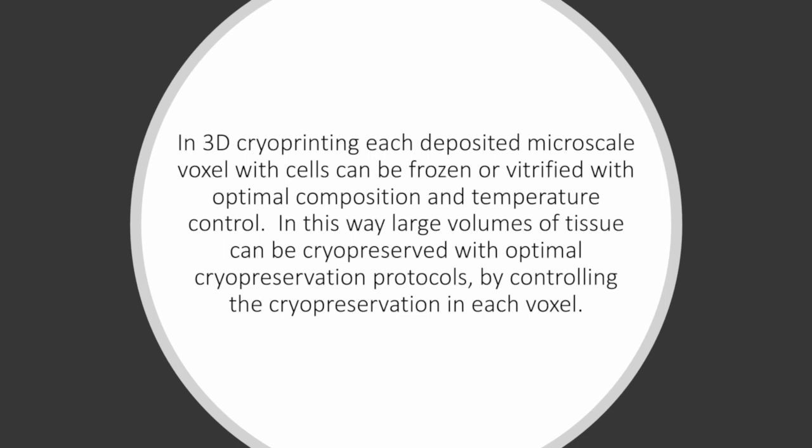Cryoprinting has a different concept. We know that we can preserve cells by cryopreservation. So the idea is, in printing, you take small volumes and you assemble them into a large organ. How about if, when we deposit that small volume that contains cells, we freeze that small volume with the optimal cooling rate for the cells inside it?